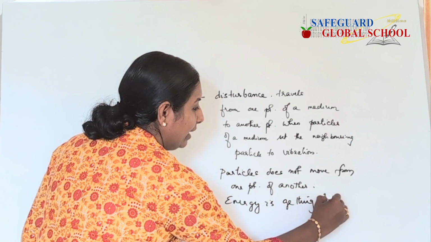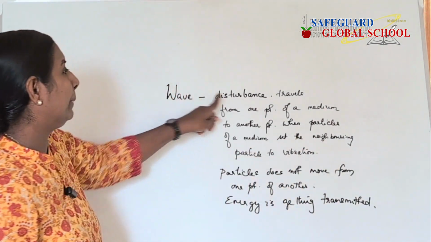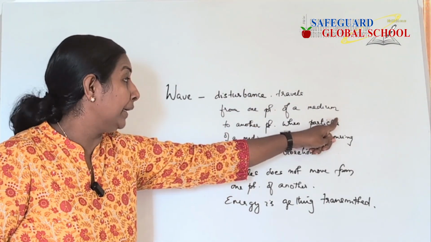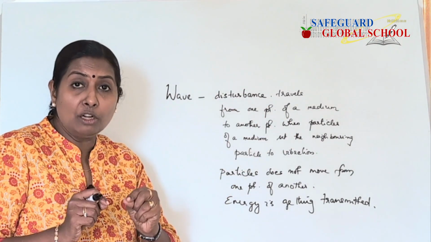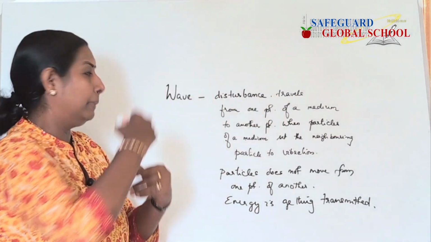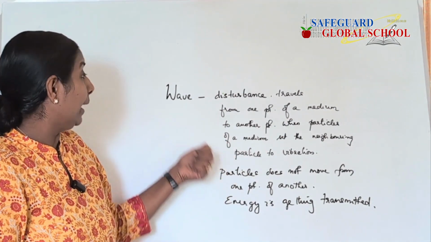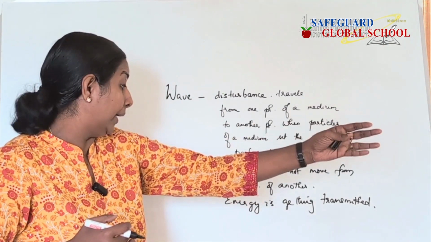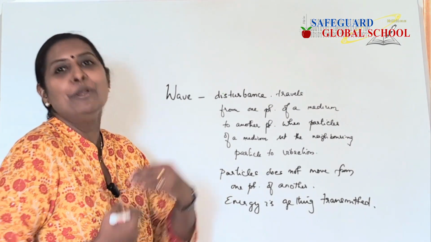To sum up, children, what is a wave? A wave is a disturbance that travels from one point of a medium to another point. How is it happening? When the particles of a medium set the neighboring particles to vibration. And the most important point that you have to remember about wave motion is that particles are not moving from one point to another; only the energy is getting transmitted from one point of the medium to another.